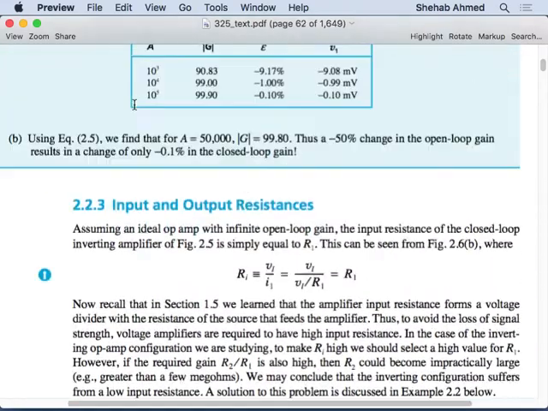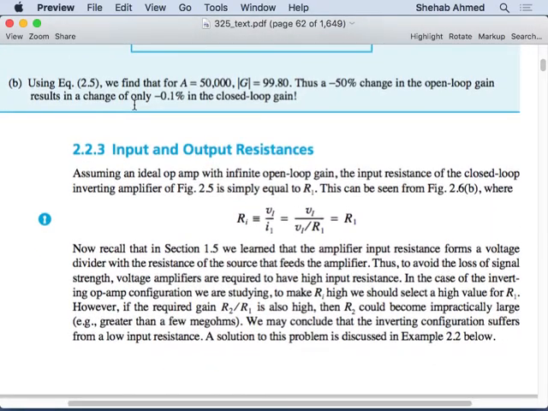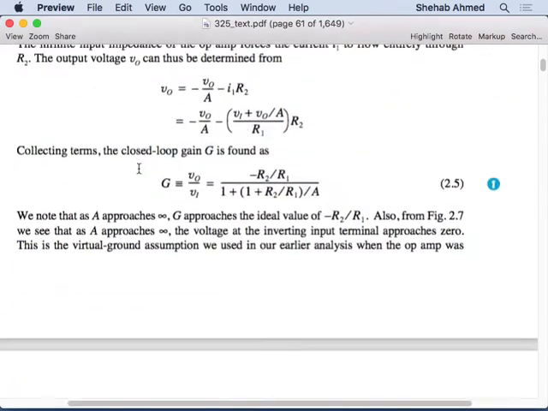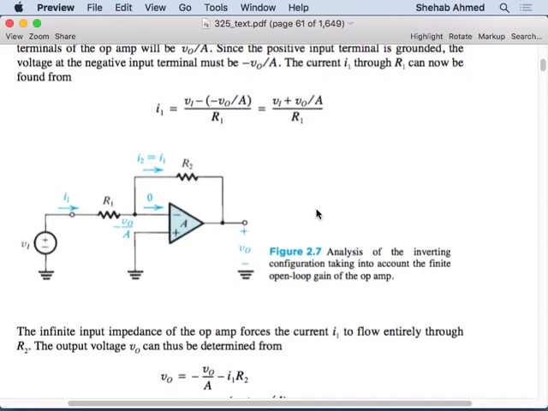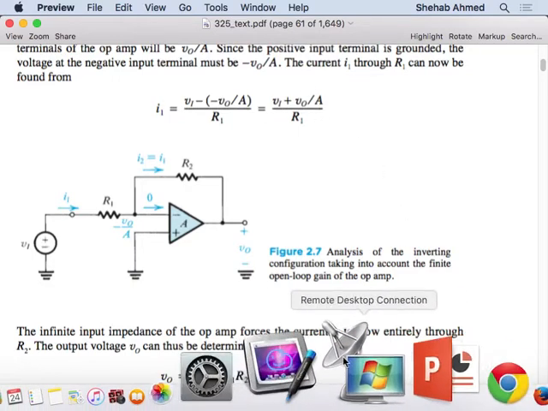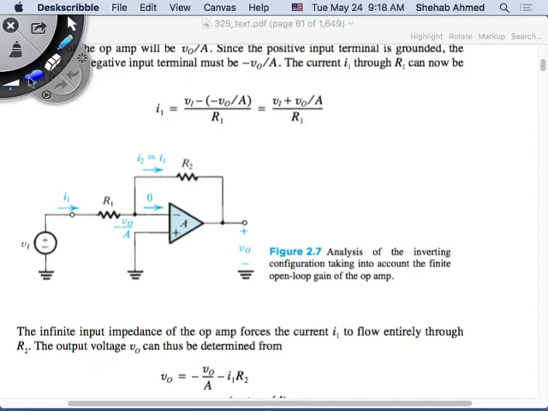Last time we were talking about the input resistance of the inverting amplifier, right? So this was the inverting amplifier configuration that we were talking about, and we wanted to calculate the input resistance. So what is the input resistance of any op-amp circuit? How is the input resistance of any op-amp circuit measured in practice?